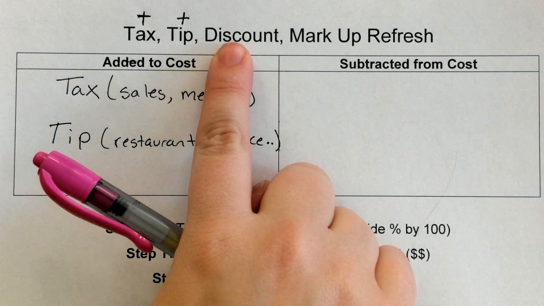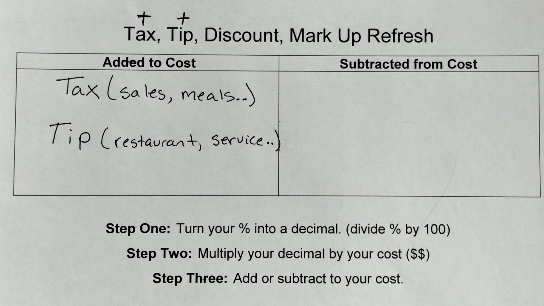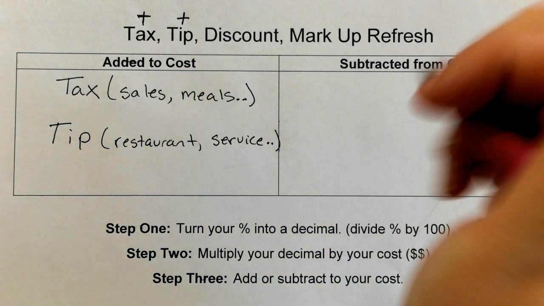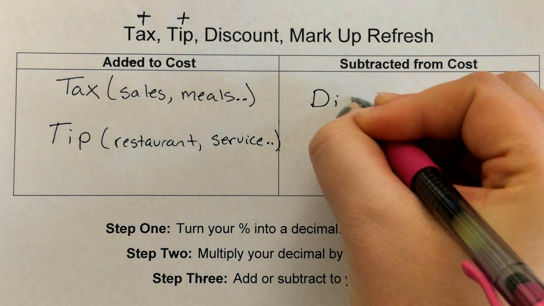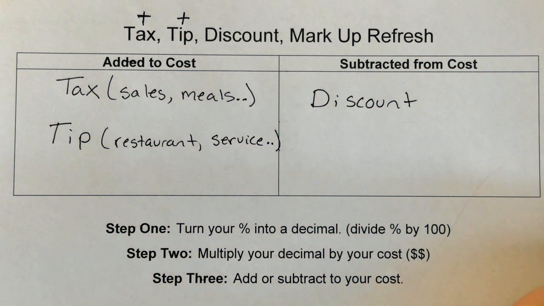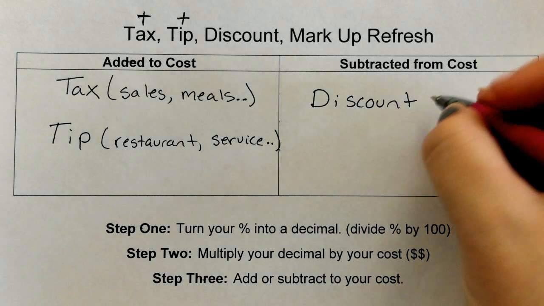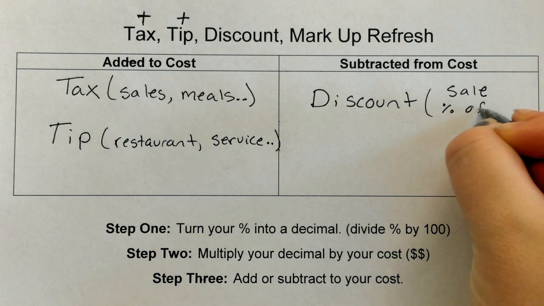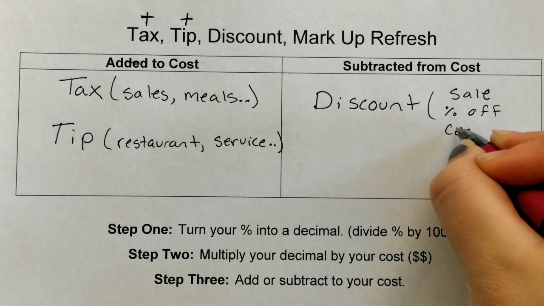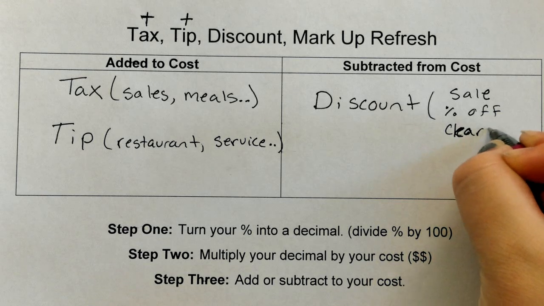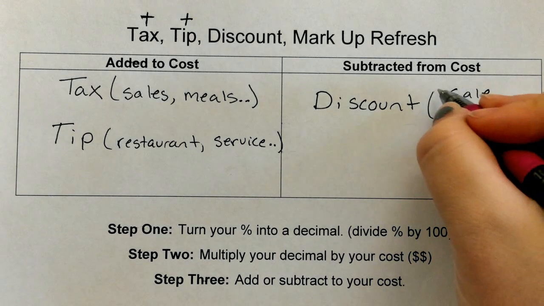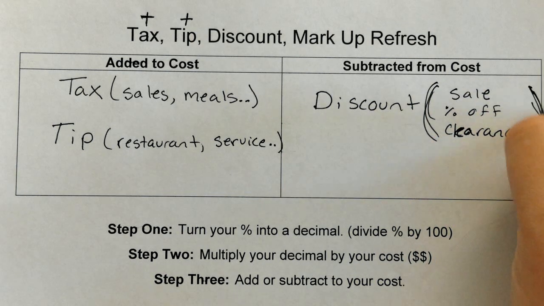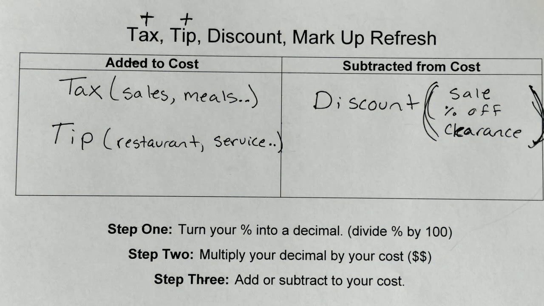What about discount? If you said subtracted from your cost, you are correct. Discount. That's why we like it so much. It makes things cost less. So discount words are things like sale, percent off, and clearance. Those are all words that are talking about a discount, and they get subtracted from our cost. So discount gets subtracted.